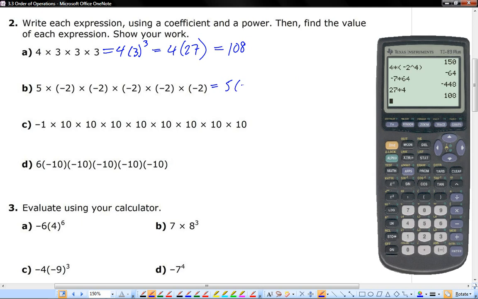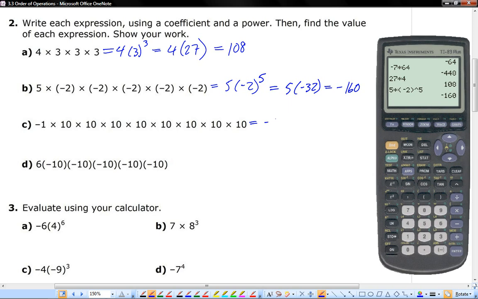Next we have 5 times negative 2 to the power of, let's count them, 1, 2, 3, 4, 5. And so negative 2 to the power of 5 is equal to negative 32. Multiply that by 5, you get negative 160. And now again, if you're not good with doing that in your head, that's okay. You can still do it on your calculator. 5 times negative 2 to the power of 5, you should get the same result.